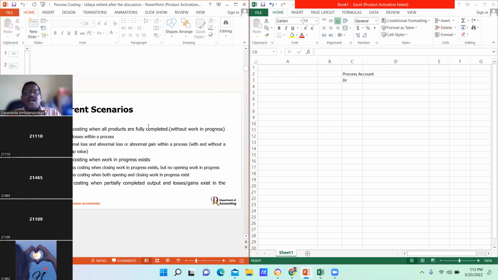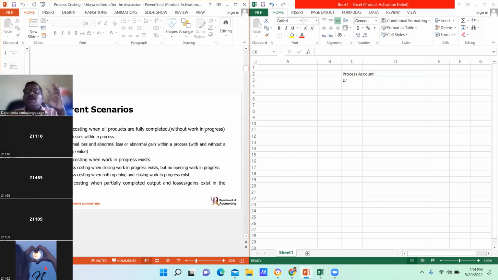Okay, different scenarios are there. In this lecture, we will be discussing different scenarios. There are three scenarios. One is process costing when all products are fully completed, so you don't talk about work in progress. At any time, there may be items that are not completed, items which are in the process. Work in progress will not be considered under the first scenario, where there is no loss within a process. That means no abnormal loss, no normal loss. We will then discuss normal loss, abnormal loss and abnormal gain situations.